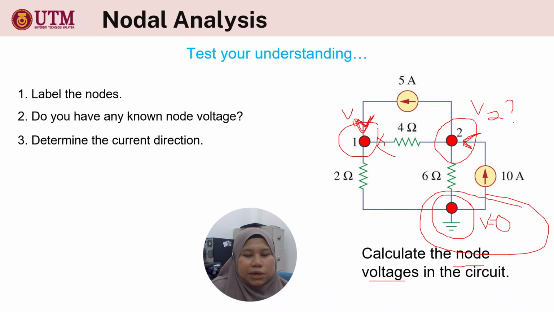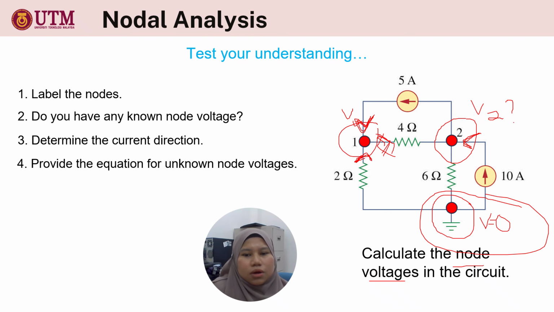But don't put them all as entering. Put some, okay? If you put this as entering, put this as leaving. Okay, put this leaving. Don't put all entering. Just put one branch leaving and one branch entering, like that also can. Then after you set your current direction, you need to provide the equation for the unknown node voltages.